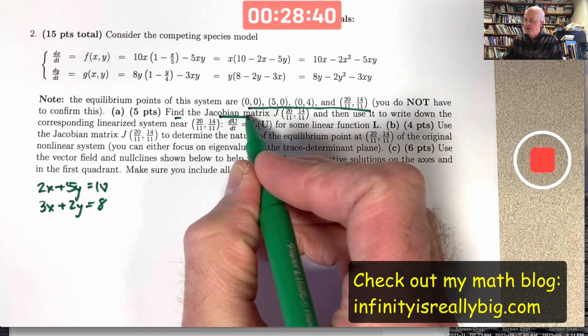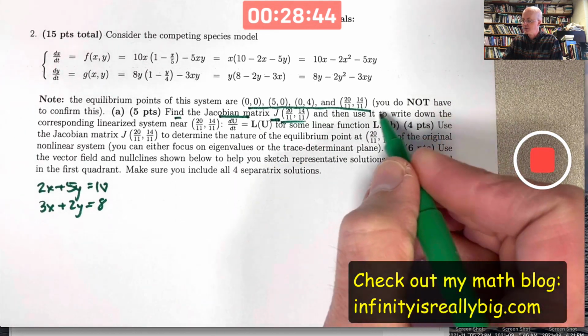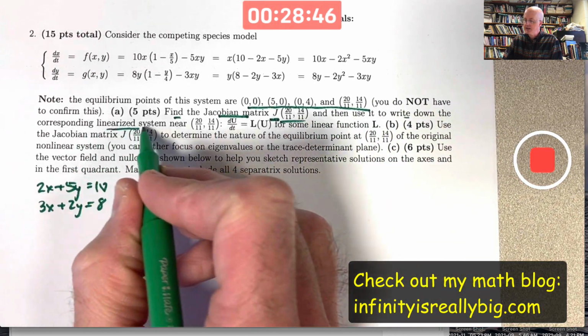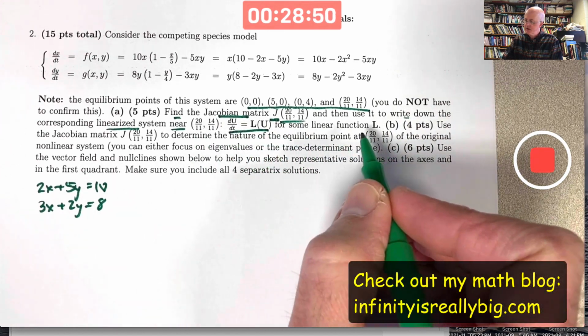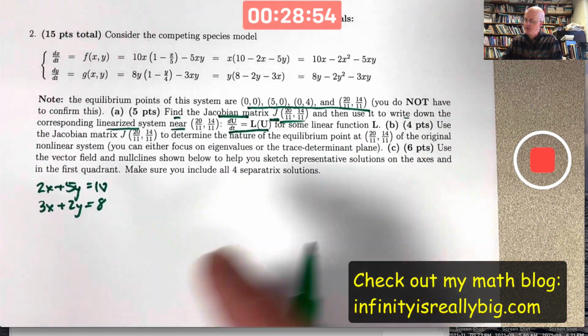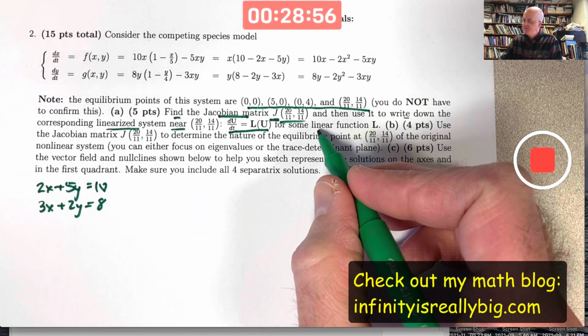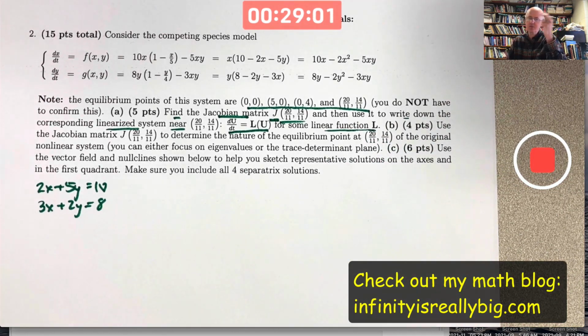Find the Jacobian matrix, J, at this 4th equilibrium point, and then use it to write down what's called the linearized system near the point, where I use a new variable, u, to represent that linearized system, and I'll try to explain what's going on there in a little bit, for some linear function L. So you've got to know about this.